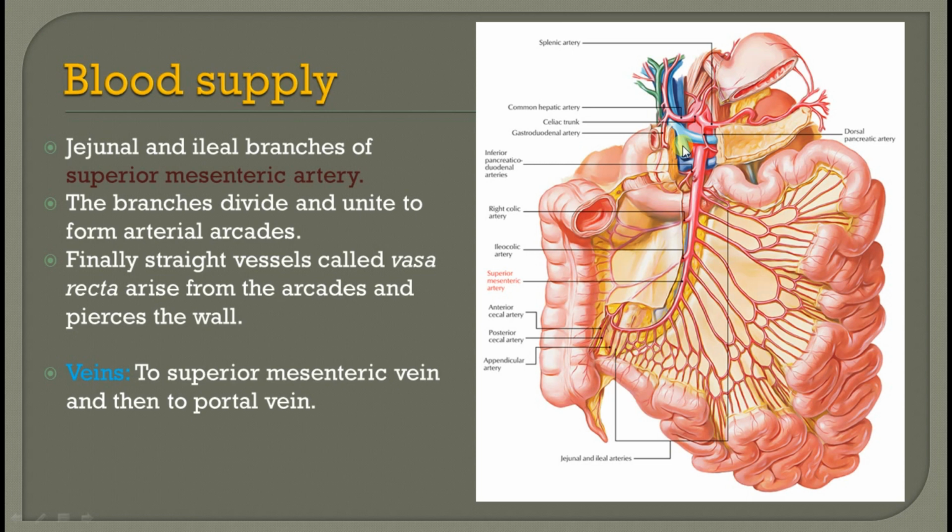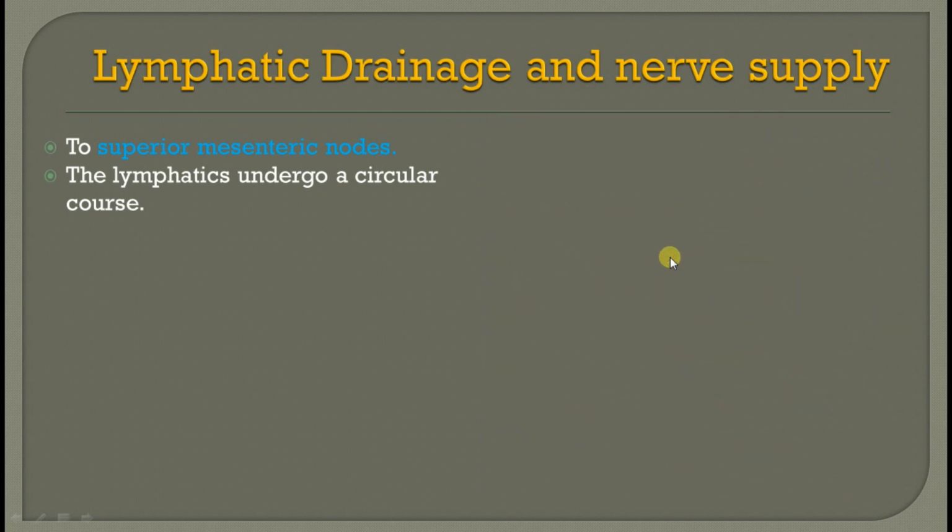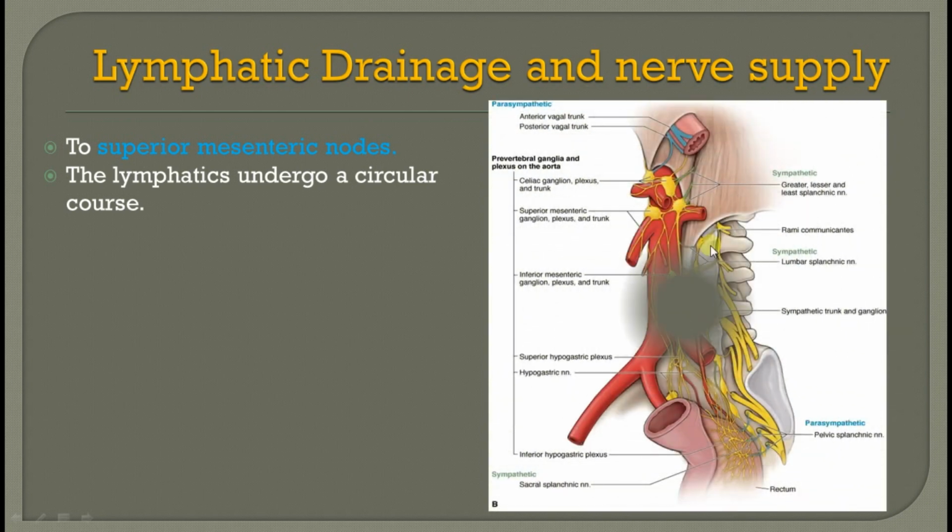Veins, corresponding veins named according to the branches of the artery, drain into the superior mesenteric vein. You are able to see the most proximal part, the end part of the superior mesenteric vein, which is going to join with the splenic vein to form the portal vein. Lymphatics mainly drain into the superior mesenteric nodes. The lymphatics undergo a circular course. Nerve supply again is by the superior mesenteric plexus.